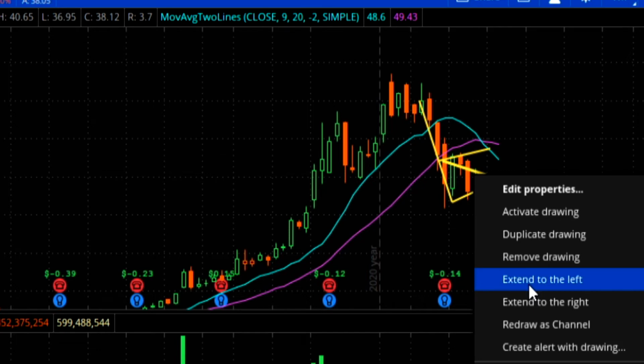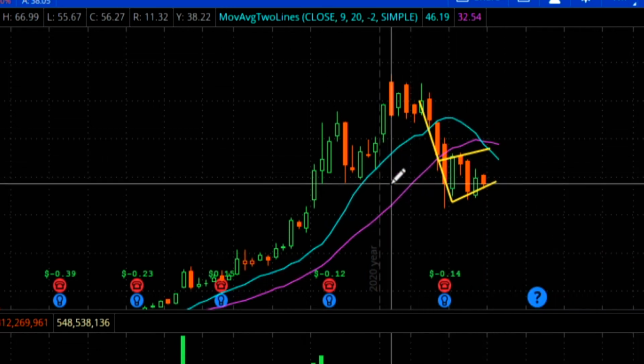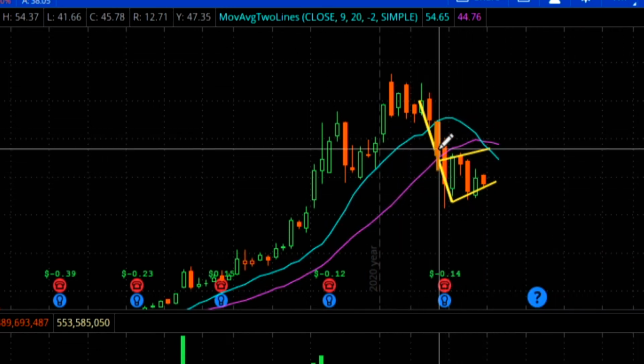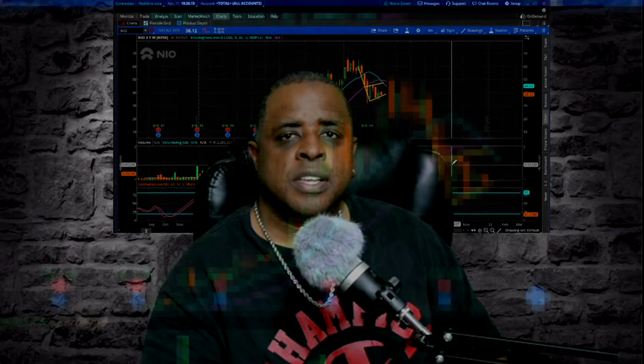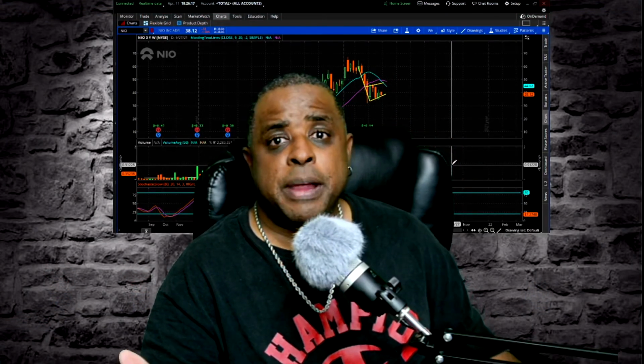You can flag it, you can pennant it. There we go. There's the flag. Okay, I had the pennant going on before. So there's the difference. That's NIO. It's in a bear flag, in my opinion.